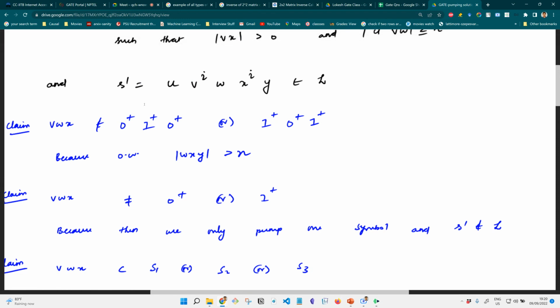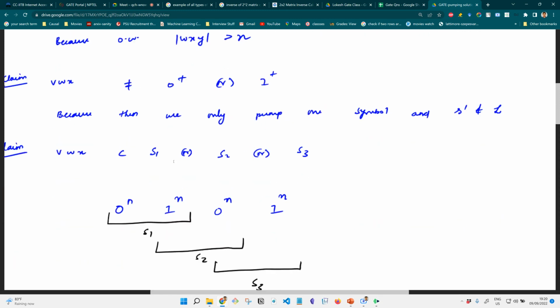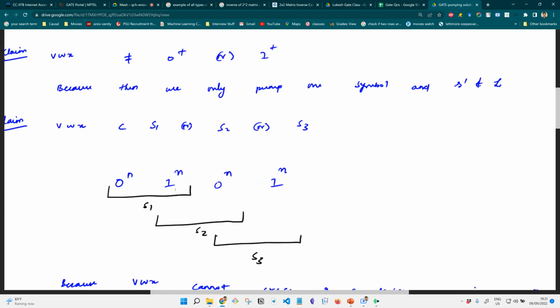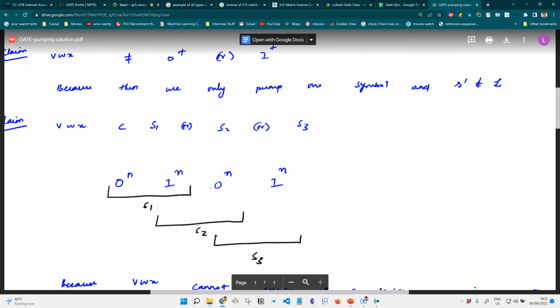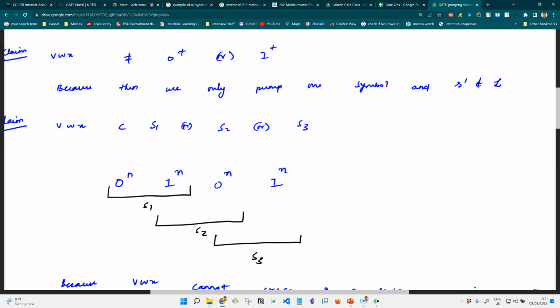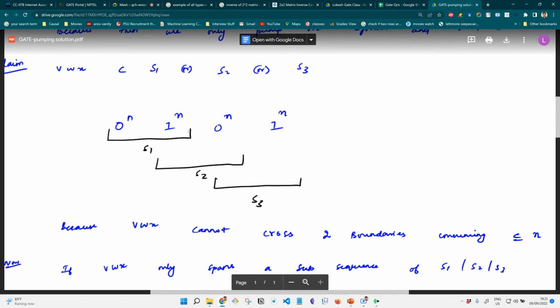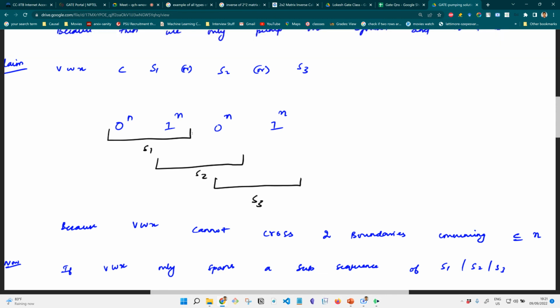The number of shifts that can happen is at most one. That is what I mean here. It can either flip from 0 to 1 or 1 to 0, but it cannot flip 0 to 1 to 0 or 1 to 0 to 1. Now let's say vwx contains a substring of 0^n 1^n. Fine.